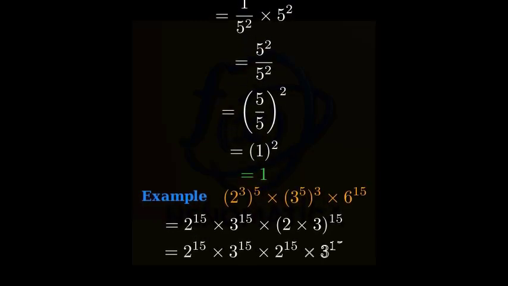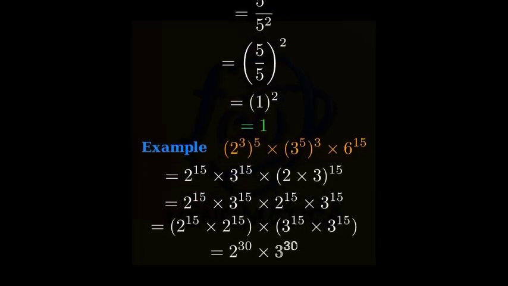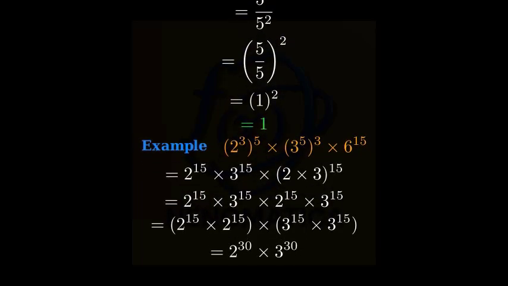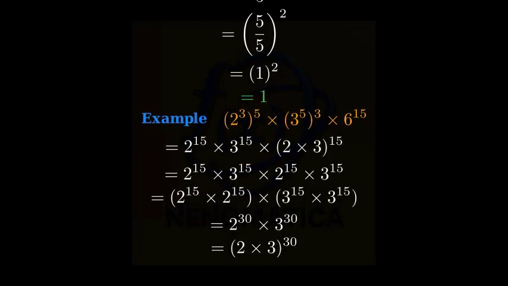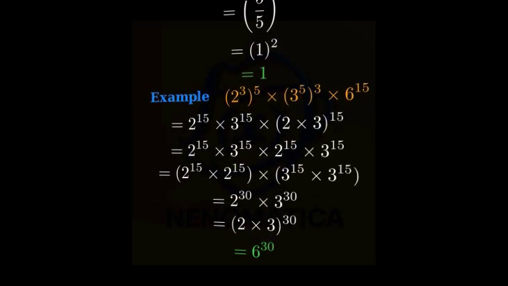Now, we need to recall that 6 equals 2 times 3. So 6 to the power of 15 is equal to 2 to the power of 15 times 3 to the power of 15. So our expression is now 2 to the power of 15 times 3 to the power of 15 times 2 to the power of 15 times 3 to the power of 15. Grouping like terms, we get 2 to the power of 15 times 2 to the power of 15 times 3 to the power of 15 times 3 to the power of 15. Using the product rule, this is equal to 2 to the power of 30 times 3 to the power of 30. Finally, using the definition of 6, we can say this simplifies to 6 to the power of 30.